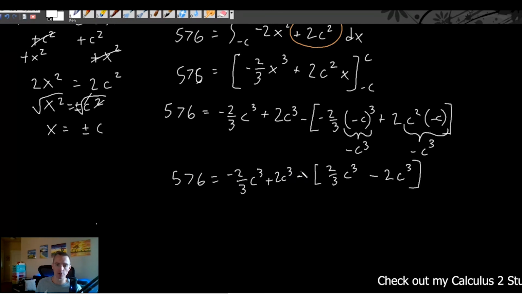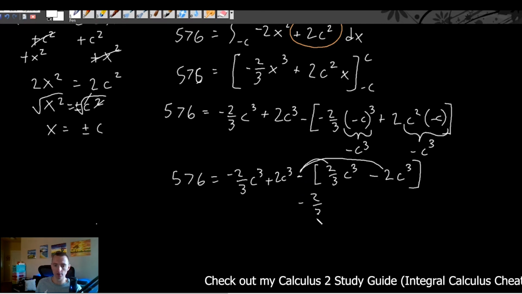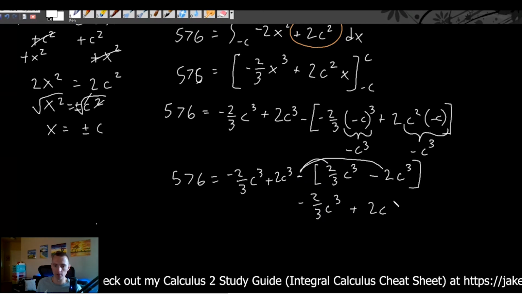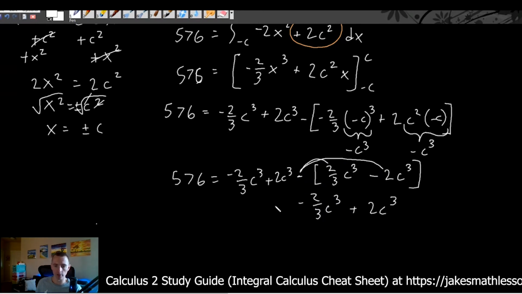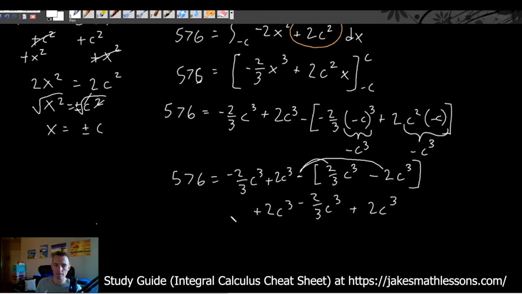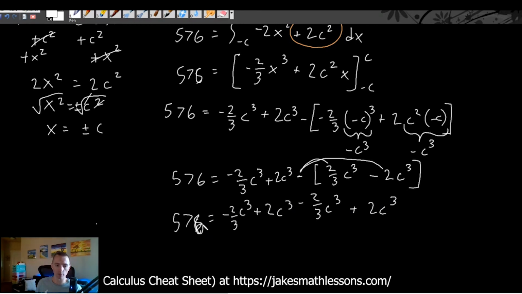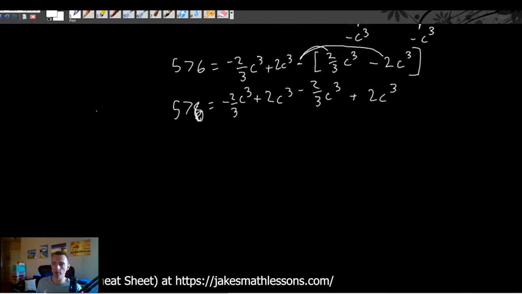Okay, so now we want to distribute our negative sign into the parentheses here. So we're going to get negative 2/3 c cubed, negative and negative cancel, giving us plus 2c cubed. All this will leave the same. Okay, so now we can combine our like terms.